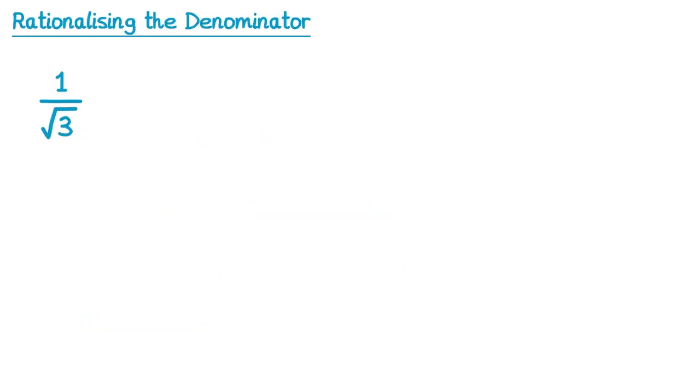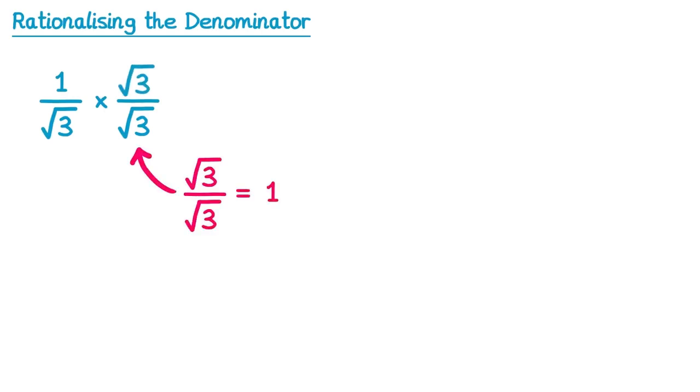We're going to multiply this fraction by another fraction. We're going to make the denominator of this new fraction the same as the denominator from that original fraction, so square root 3. The reason we make this choice is because when you multiply square root 3 by itself, you get 3, which is now rational. So the next question is, what do we multiply on the numerator? It's actually just square root 3 again. The reason for this is if you do square root 3 divided by square root 3, you get 1.